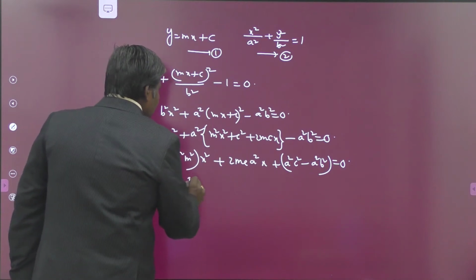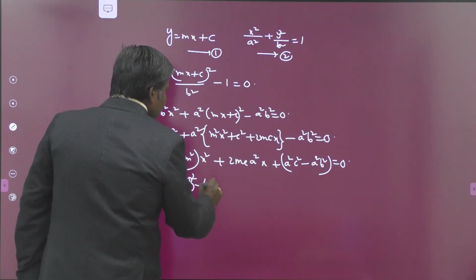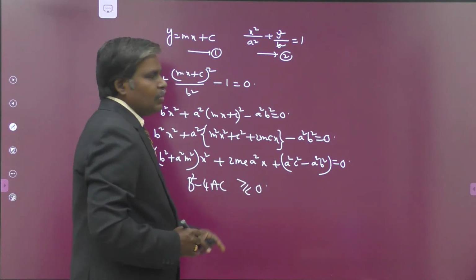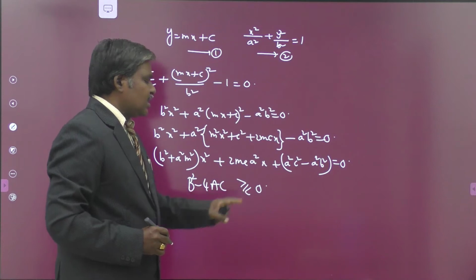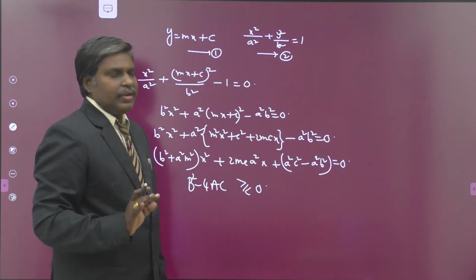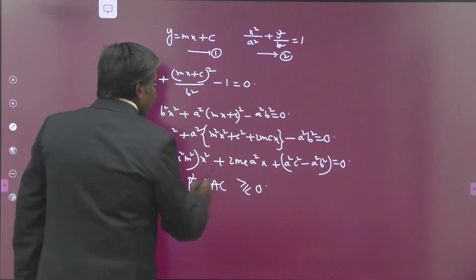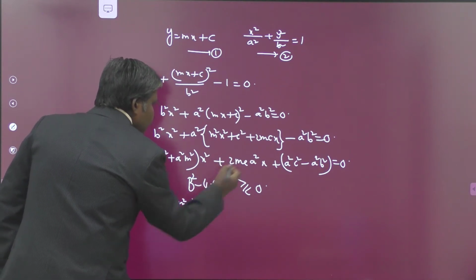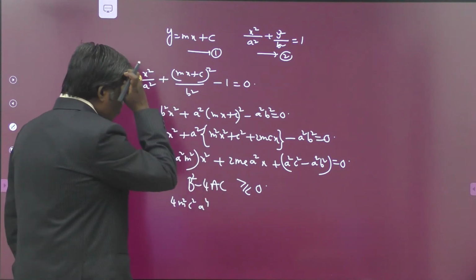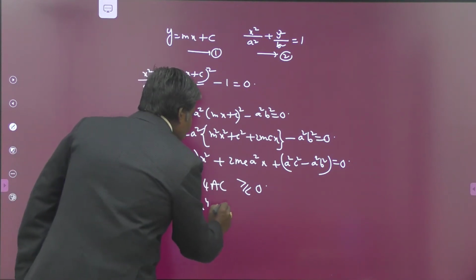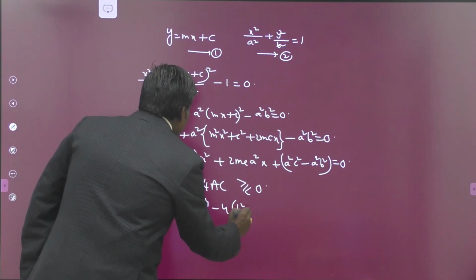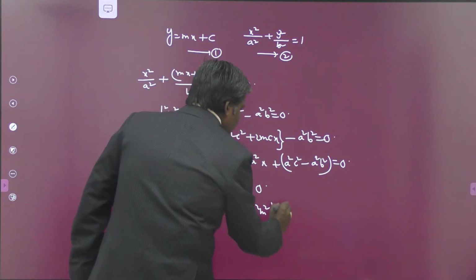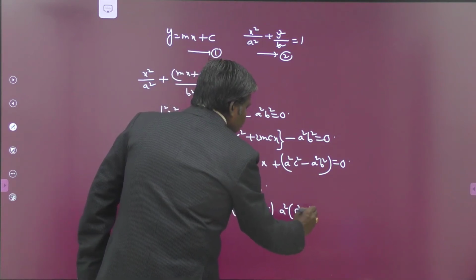Now find its discriminant, b square minus 4ac. If it is greater than 0, intersect; equal to 0, touches; less than 0, completely outside, my dears. So what is b square? 4 m square c square a power 4. This is b square minus 4ac, minus 4 times of b square plus a square m square into c. You can take a square common: a square into c square minus b square.